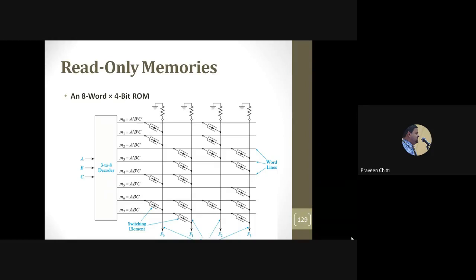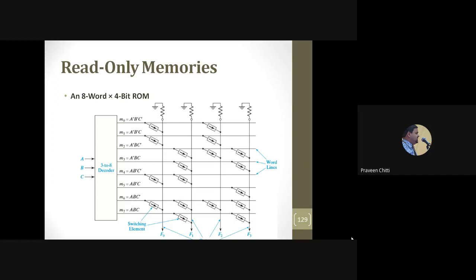So what is the size of the ROM here? 32 bits. But you should not tell the size of the ROM in terms of bits. In fact, I have written it there at the top. It is 8 words of 4 bits, so an 8 by 4 ROM. That means 8 words, and each word is of 4 bits. As you said, the total memory size is 32 bits.